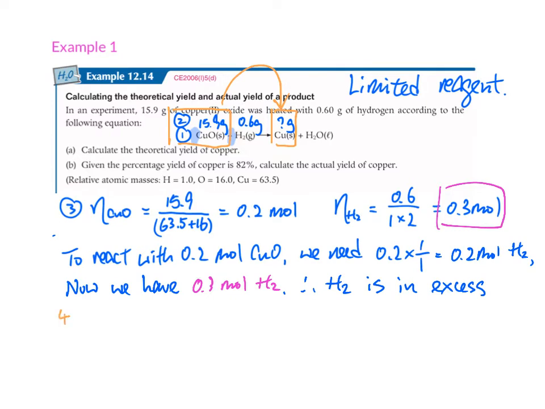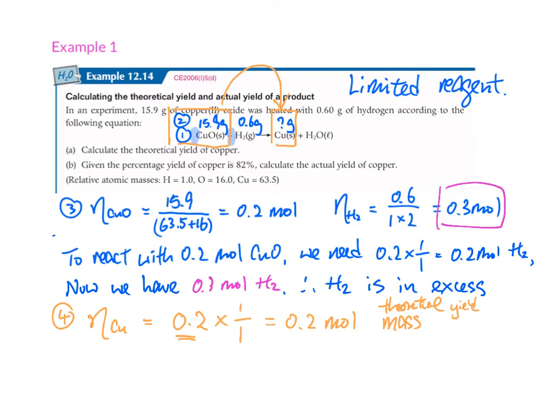So step 4, the number of moles of Cu will be based on the CuO number of moles, divided by 1 times 1. So this one will be 0.2 mole. And then the mass, we add a word, theoretical mass or theoretical yield, of copper would equal 0.2 times 63.5. So the answer for this one is 12.7 gram. That will be part A answer.